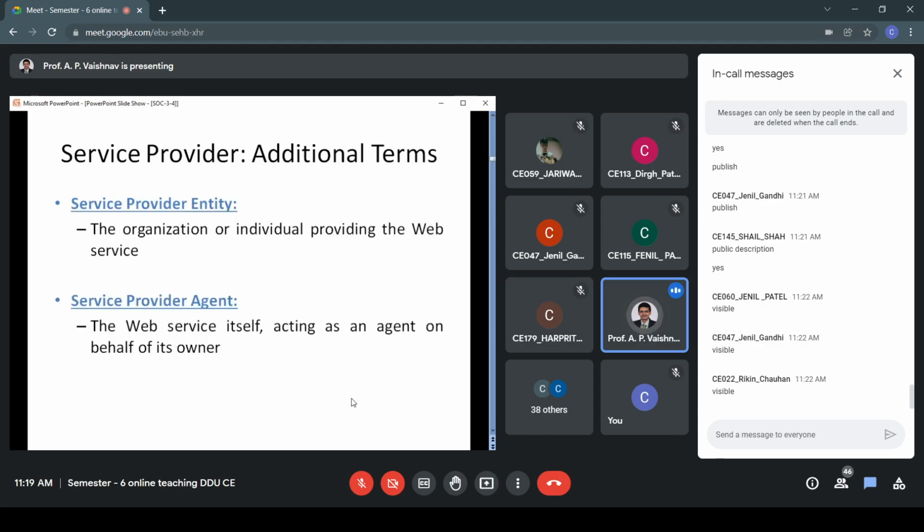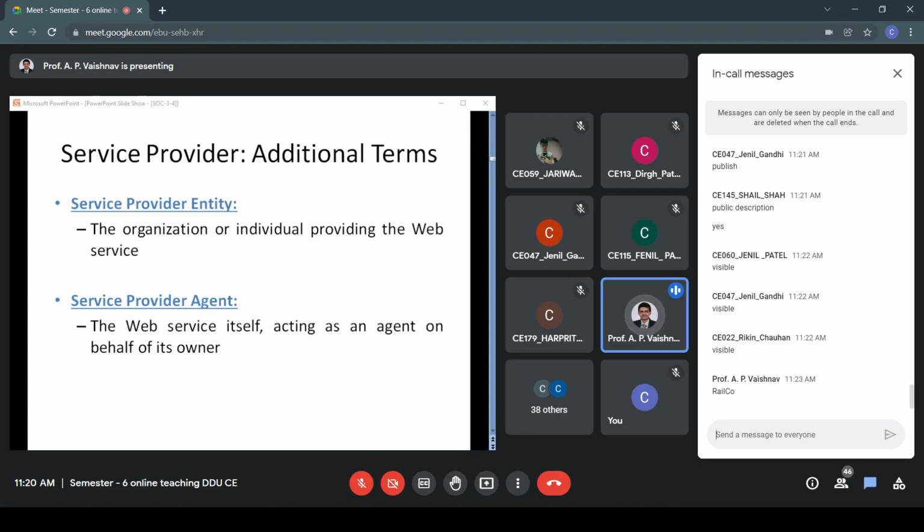Okay, so now we'll cover two more terms. The first term is provider entity and provider agent. So I'll give you one example to clarify these two terms. Suppose there is a company called Railco. Last time we had the example of two companies, Railco and TLS, right? Railco is a supplier company, while TLS is a buyer, basically, right?